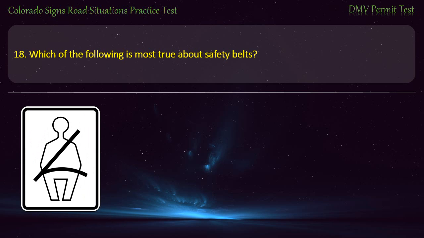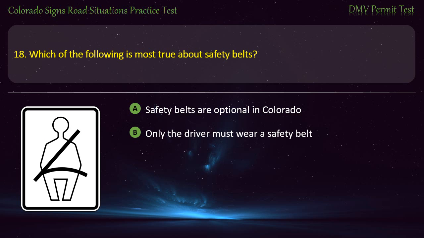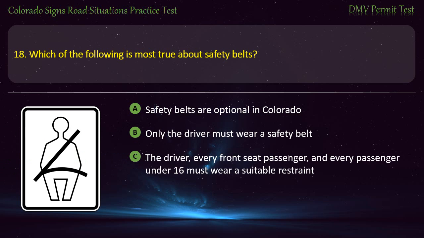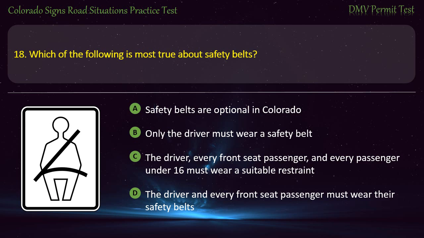Question 18. Which of the following is most true about safety belts? Safety belts are optional in Colorado. Only the driver must wear a safety belt. The driver, every front seat passenger, and every passenger under 16 must wear a suitable restraint. The driver and every front seat passenger must wear their safety belts. Answer. The driver, every front seat passenger, and every passenger under 16 must wear a suitable restraint.